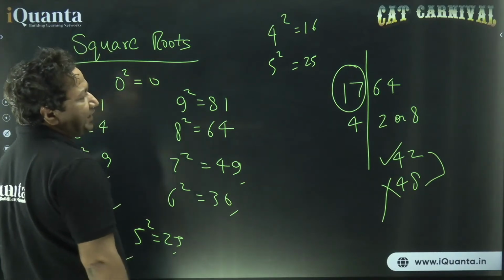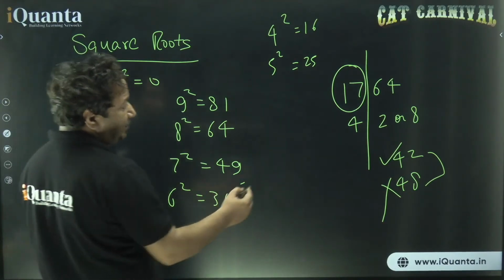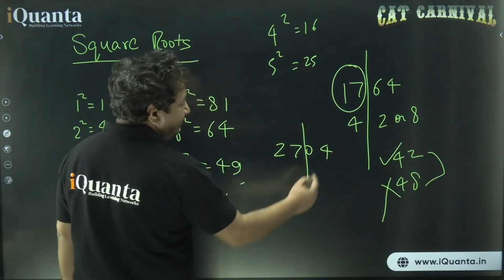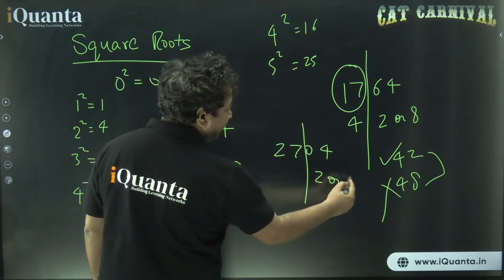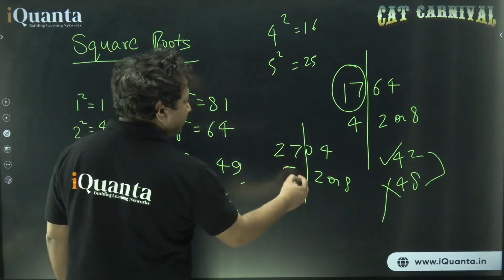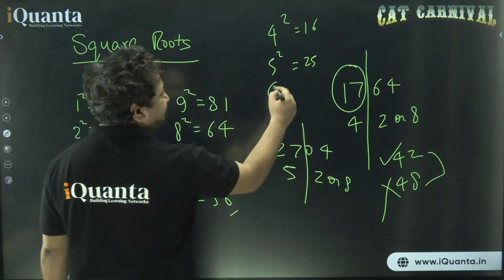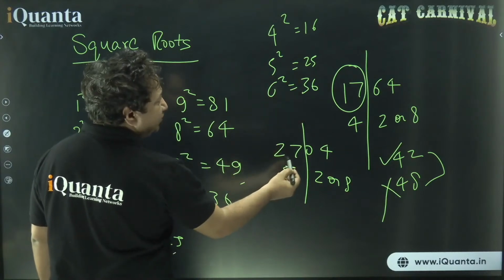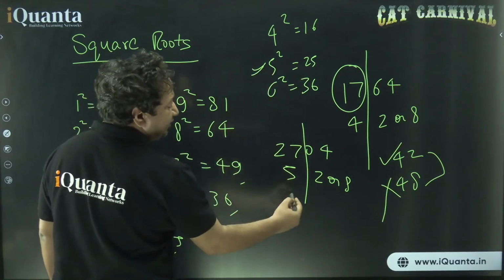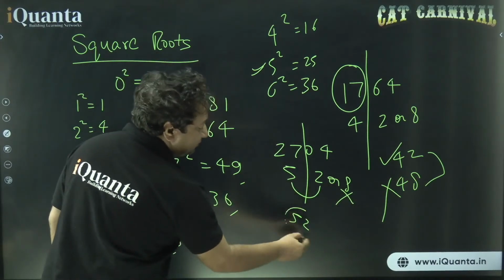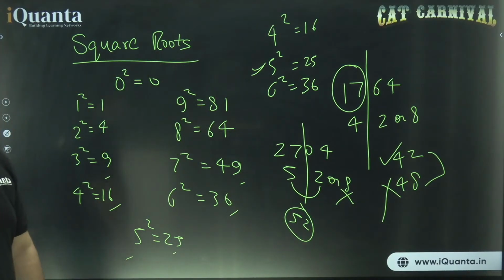What if I take something like, let's say, 2704. 1, 2, put a line. It's 4, ends at 2 or 8. 27 lies between 5 square and 6 square. I'll choose 5, of course. And because 27 is close to 25, it should be the smaller number. So we'll take 52, not 58. The answer is 52. Is that cool? Understood? Very simple.